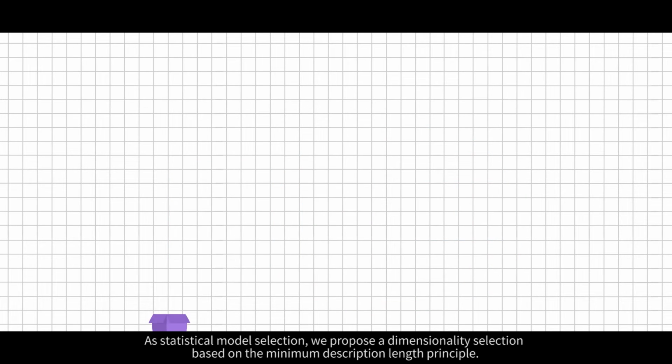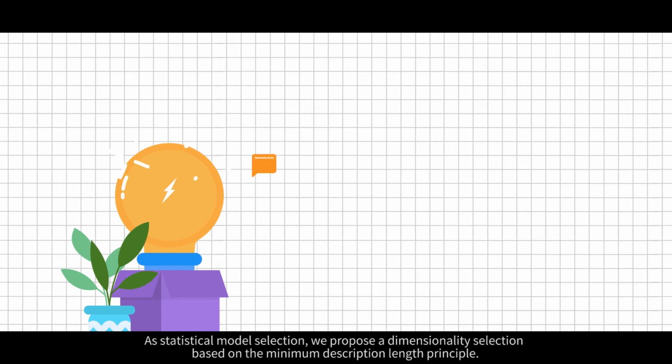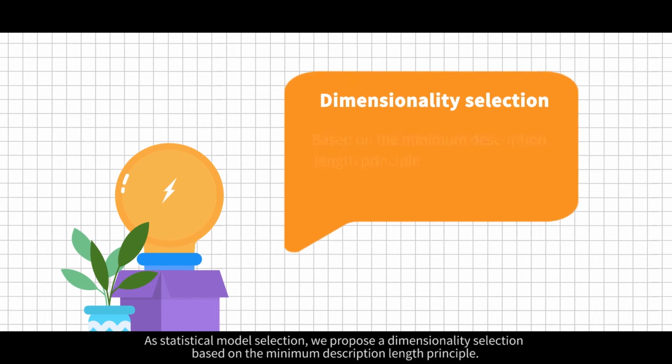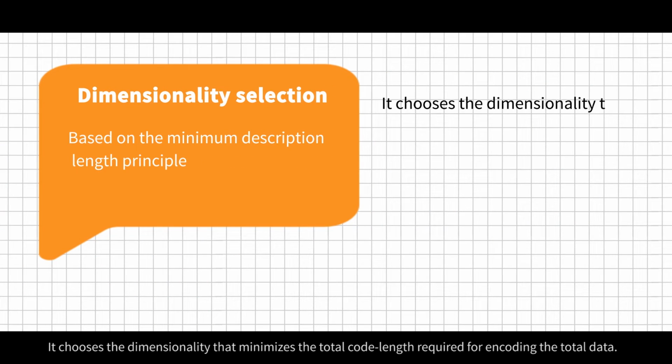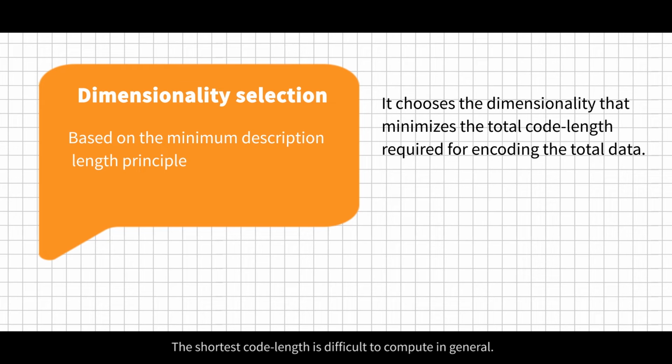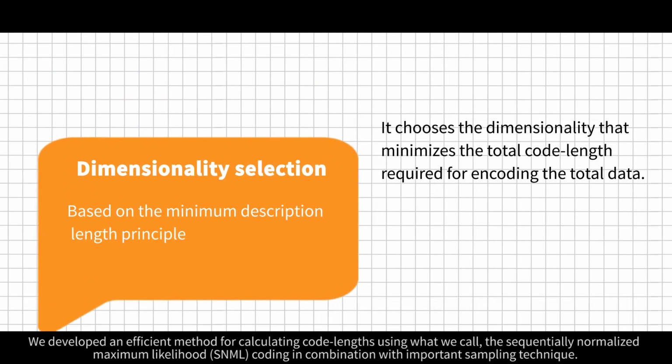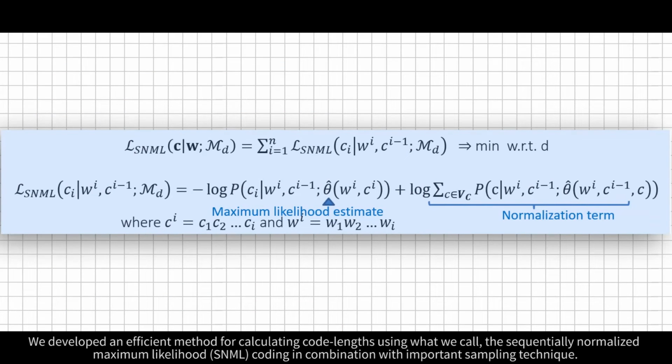As statistical model selection, we propose a dimensionality selection based on the minimum description length principle. It chooses the dimensionality that minimizes the total code length required for encoding the total data. The shortest code length is difficult to compute in general. We developed an efficient method for calculating code lengths using what we call the sequentially normalized maximum likelihood coding in combination with importance sampling technique.